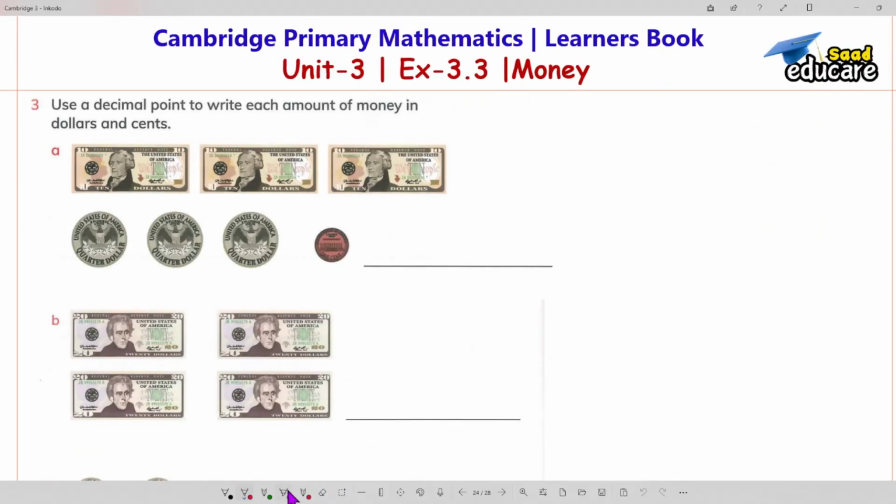Number 3, it's very important. Use a decimal point to write each amount of money in dollars and cents.